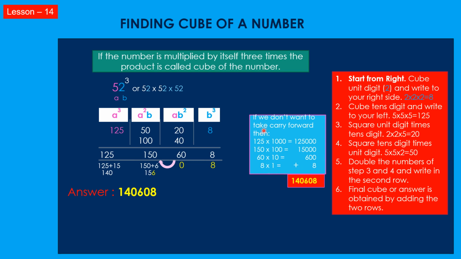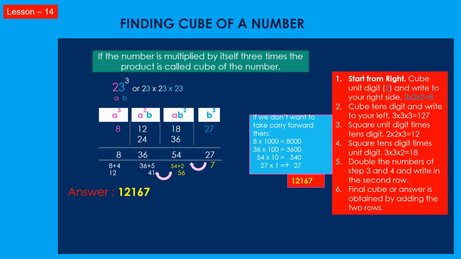And here again I have shown another way. If you do not want to carry forward the numbers, simply do 125 times 1000, 150 times 100, 60 times 10, 8 times 1, add up the products and again you get the same answer, 140608. So this is another way to find the cube of the number 52.